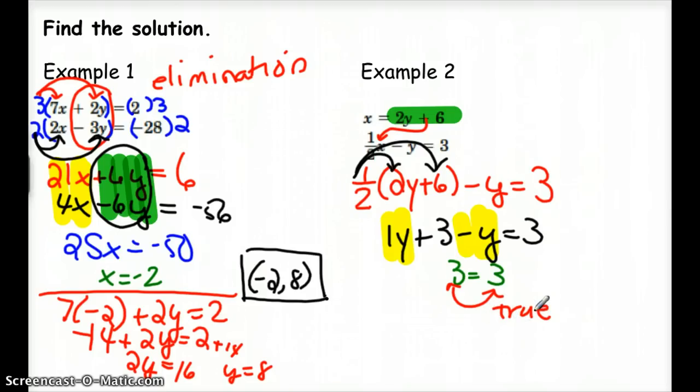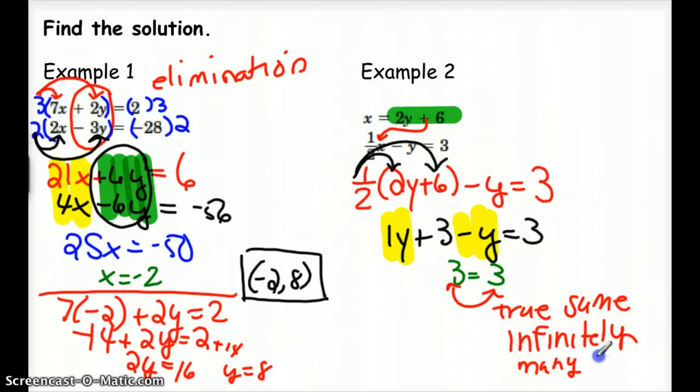So I actually have the same line. This is the same line. Both of those lines, if I graph them, they're going to be on top of each other, the same line. And so I'm going to have infinitely many solutions.